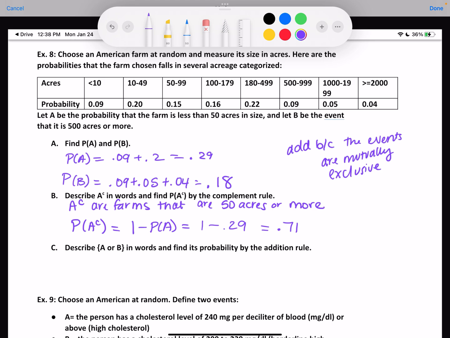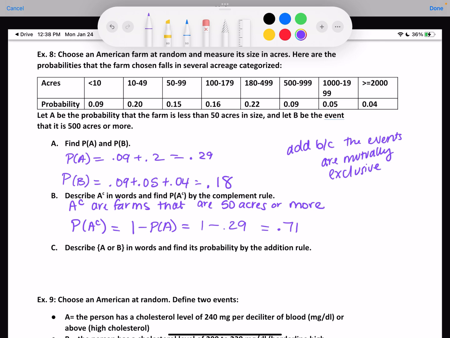All right, describe A or B in words and find its probability by the addition rule. I know there's something about a union or the other one. I think it's union. Okay, union is another word for or. Okay, so in words, okay.